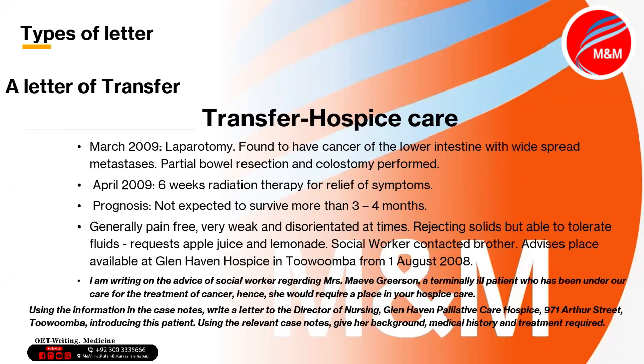Using information in the case notes, write a letter to the director of nursing, let's say Glenn Heaven Palliative Care, whatever, introducing this patient, using the relevant case notes, give her background medical history and treatment required. So I can simply write down, I'm writing on the advice of the social worker regarding Miss XYZ, a terminally ill patient who has been under our care for treatment of cancer.